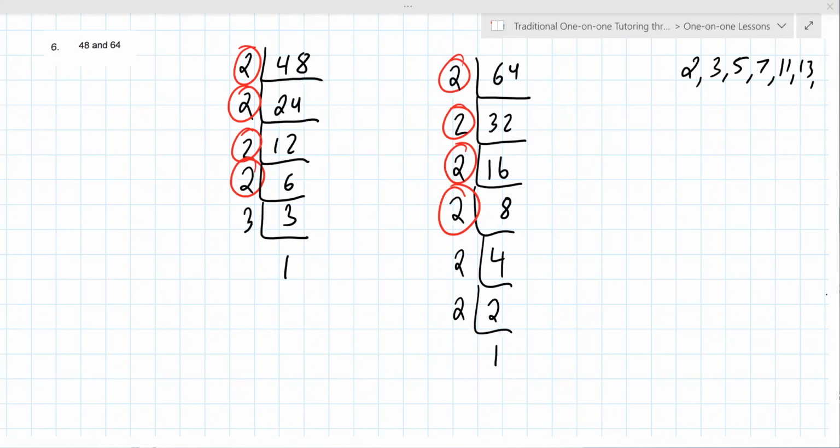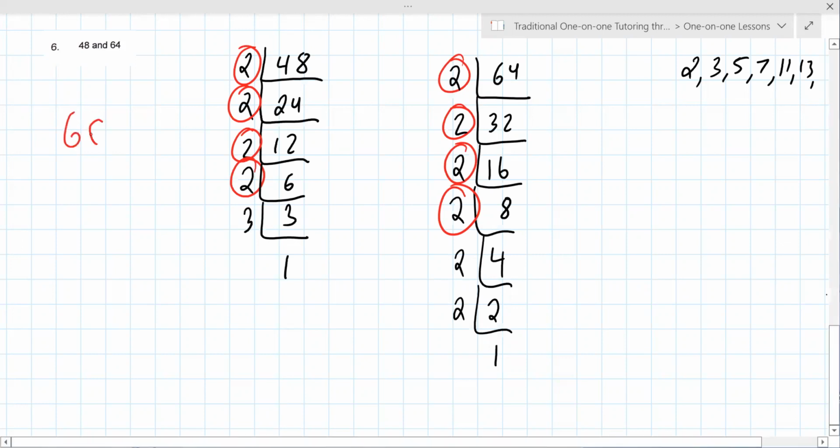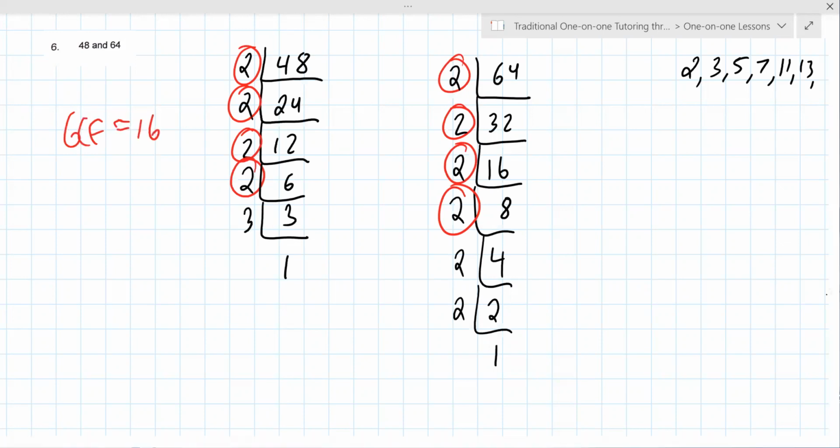So the greatest common factor would be, let's see, 2 times 2. 16. Yes. Good job. And you've been doing this for a couple of lessons now with me. Do you feel pretty confident with it? Pretty confident, yeah. Yeah, that's good.